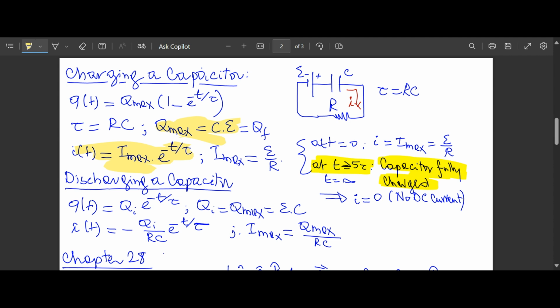So at t equals 0, I is max. If I is max, it's like the capacitor is not there. It's like a short. So it's like only a resistor. And if only a resistor is there, the current should be E over R, Ohm's law.